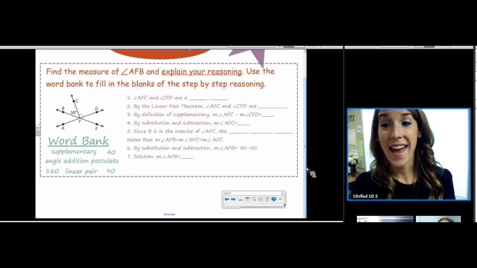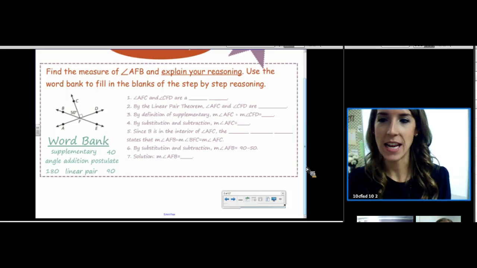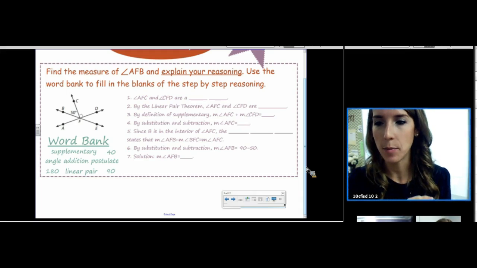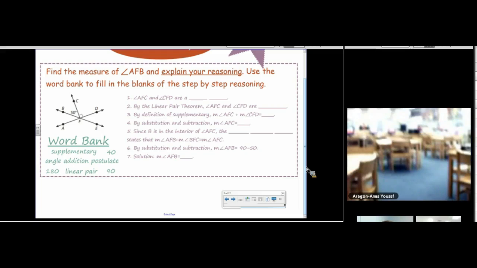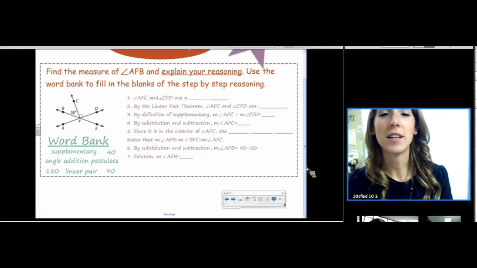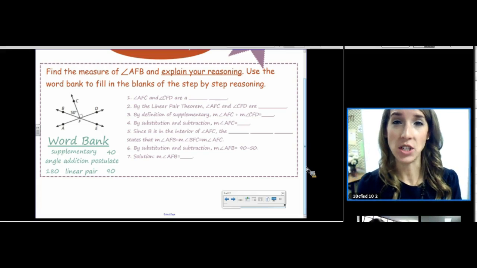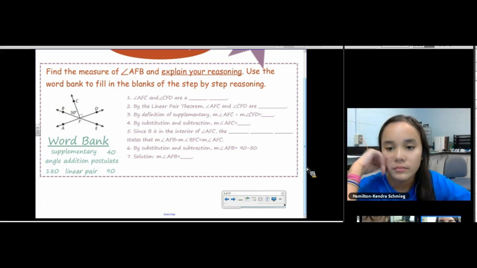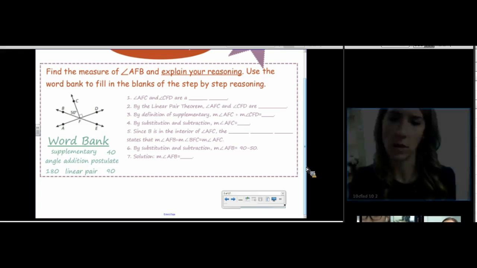Find the measure of angle AFB and explain your reasoning. Use the word bank to fill in the blanks of the step-by-step reasoning. So we all know how to find the measure of angle AFB, but yesterday we talked about backing up the steps that we do, having a reason for each and every time that we solve something, or we make a conjecture, or we set something equal.